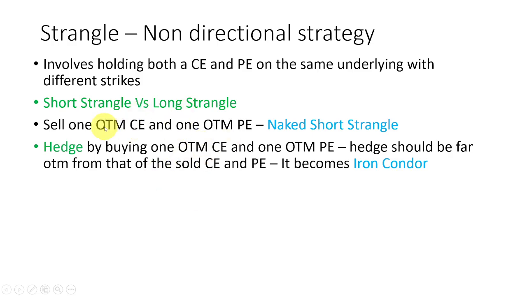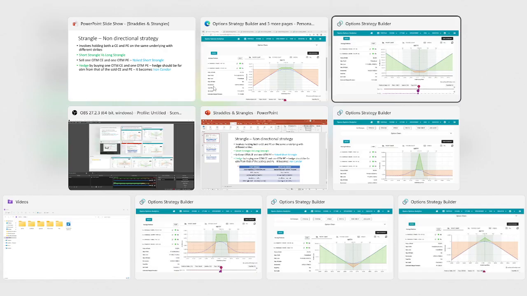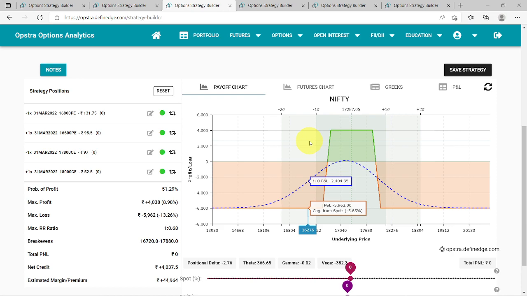So when you just sell an OTM call and put, which is a strangle, that is called a naked short strangle because you don't have anything to cover your losses. But if you do hedging by buying one OTM call and one OTM put further away from what you have sold, then the strategy becomes an iron condor from a strangle, and the payoff graph for that will look like this.